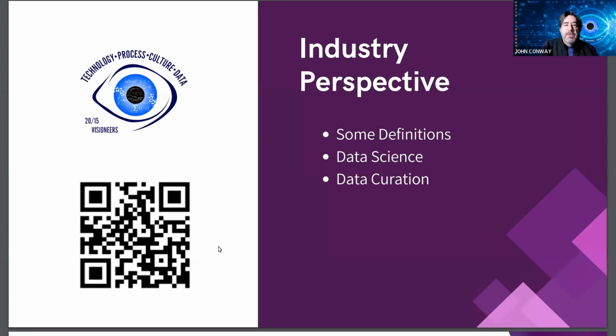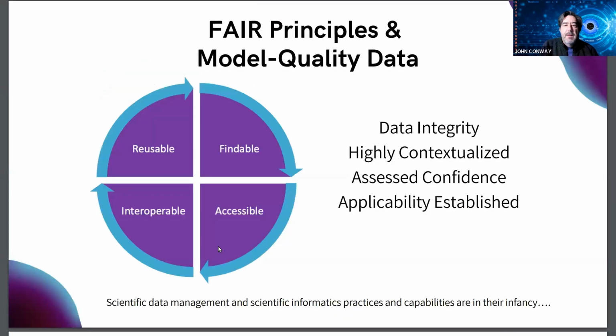So a brief industry perspective, 2015 Visioneers. We'll have some definitions, some data science, and data curation. So in our opinion, FAIR principles and model quality data are imperative for the future of drug and therapy discovery. Too many times, organizations are mired in 80% data wrangling at worst. It's very inefficient to find data and to use your data in research. It takes heavy lifts many times.